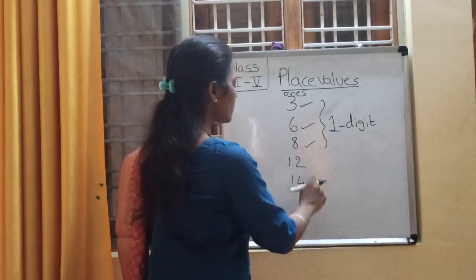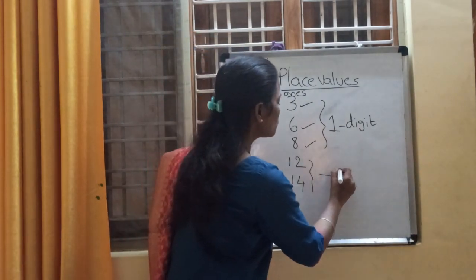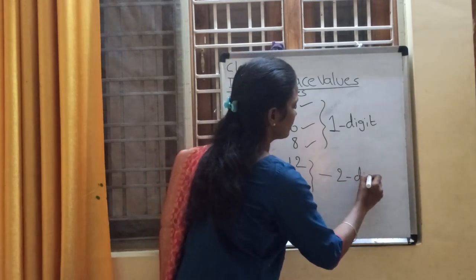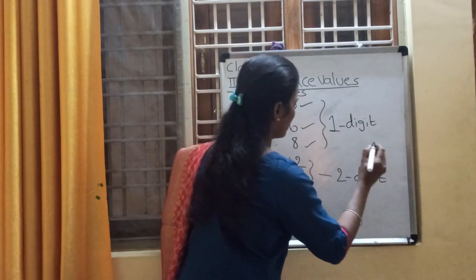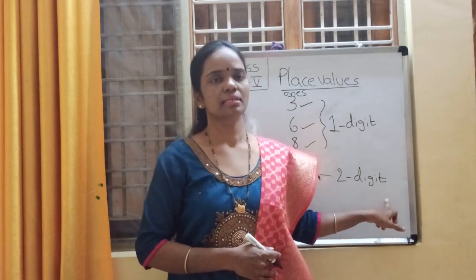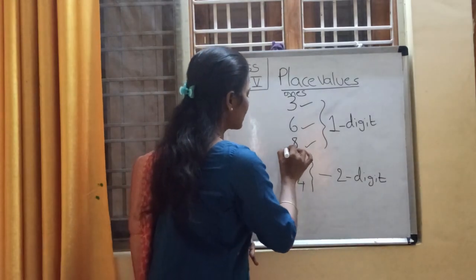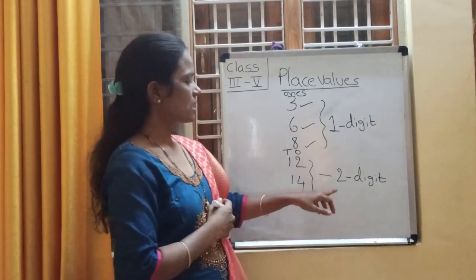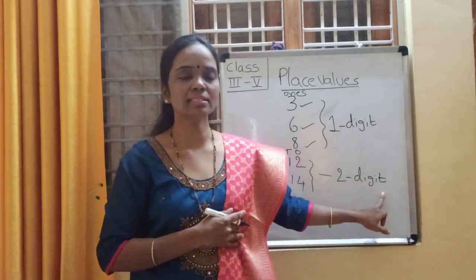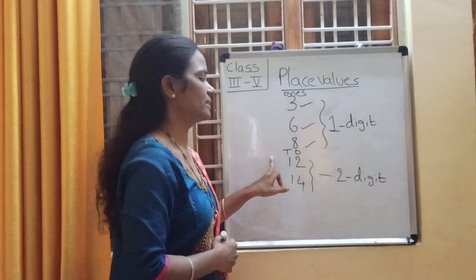And come to the 12 and 14. 12 and 14 are two digit numbers. A two digit number has two places, ones place and tens place.